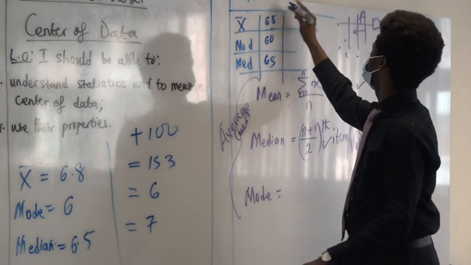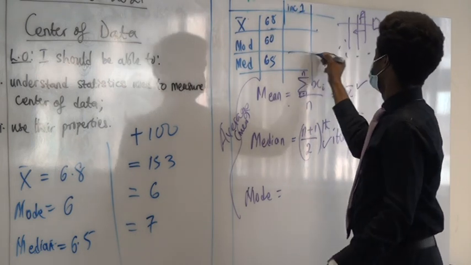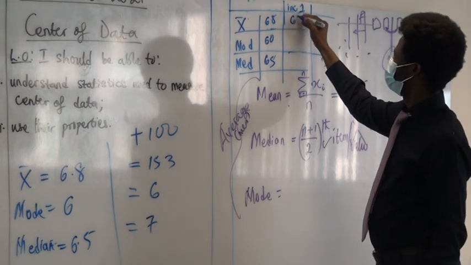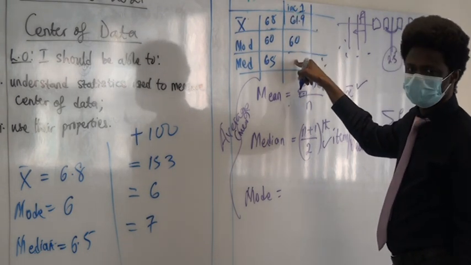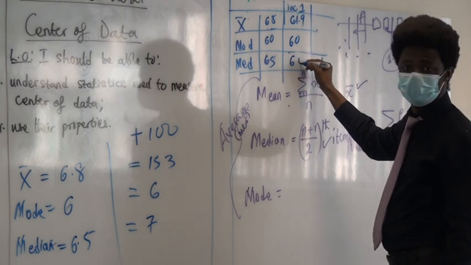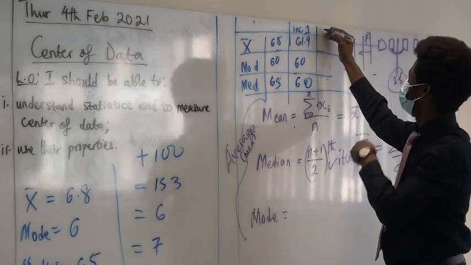Include 1. The mean is 61.9. What about the mode? 60. What about the median? 60 also. Yes. Now, let's include 1,000, the extreme on the other end.